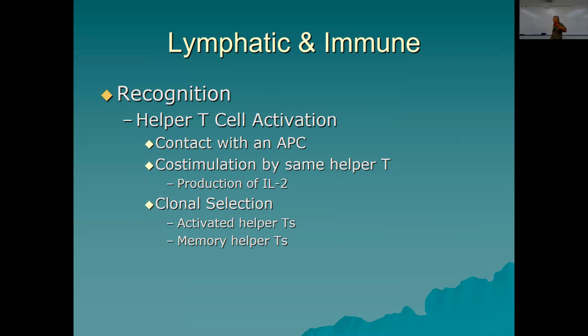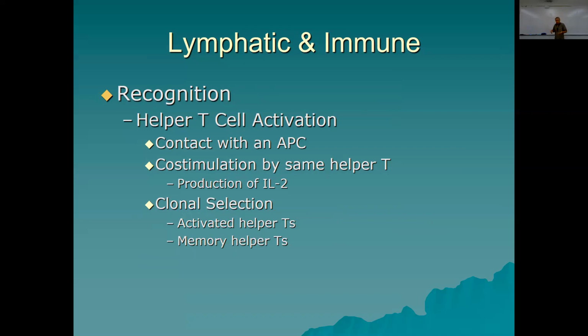Helper T cells have to come into contact with an APC that's presenting the foreign antigen and MHC type 2 proteins. Then if the helper T cell comes into an APC like that, it secretes interleukin-2, which stimulates itself. It's like an auto stimulation. There are two parts to the activation. First activation is, hey, we've got a foreigner here. Second activation is, are you sure? Because we don't want to make a mistake.